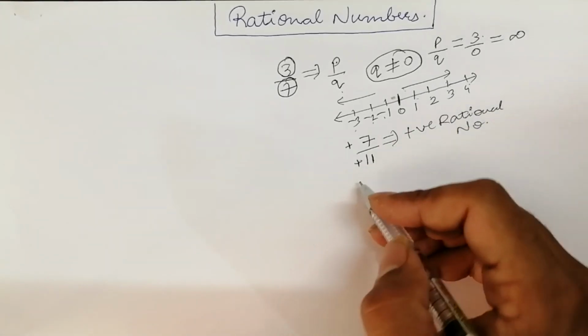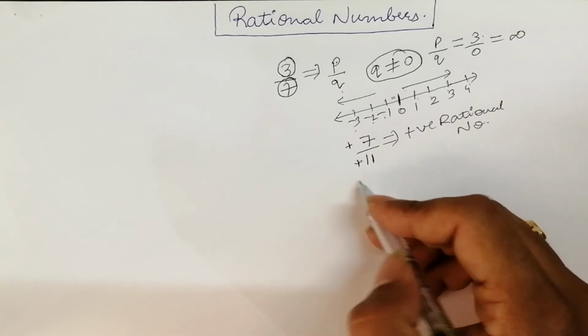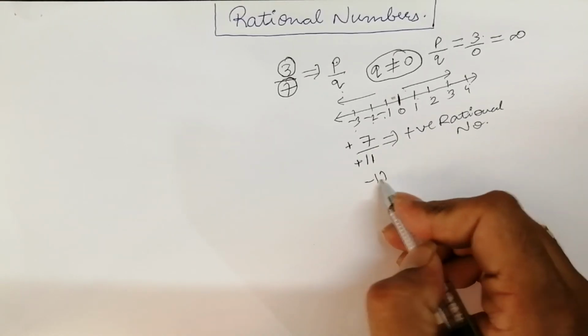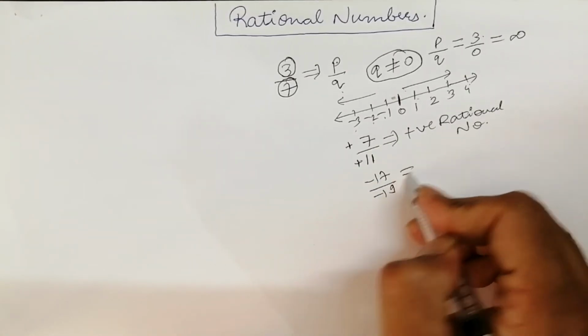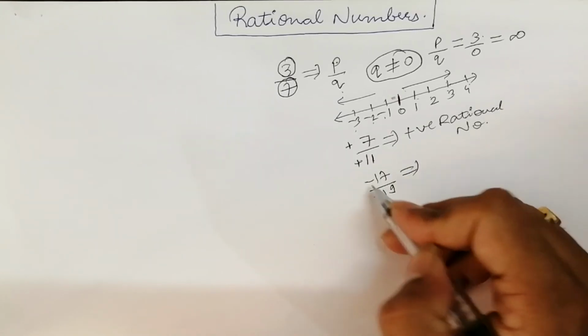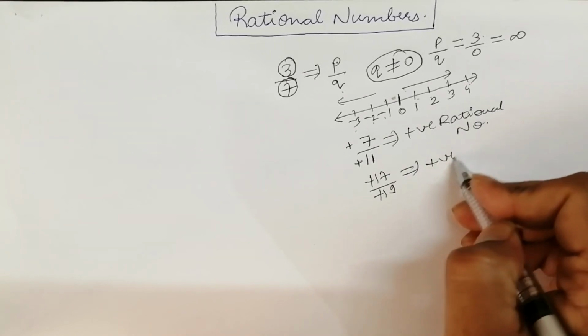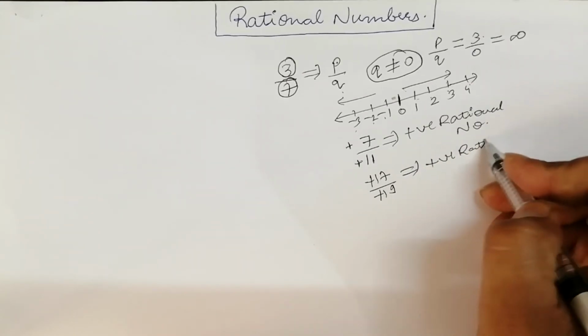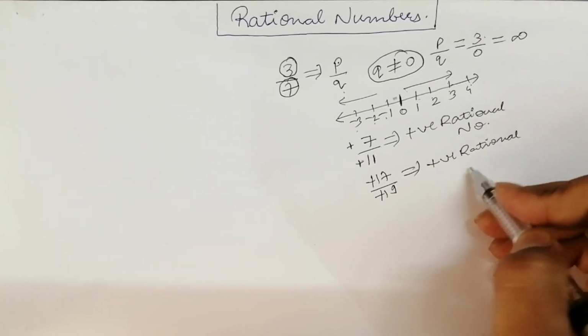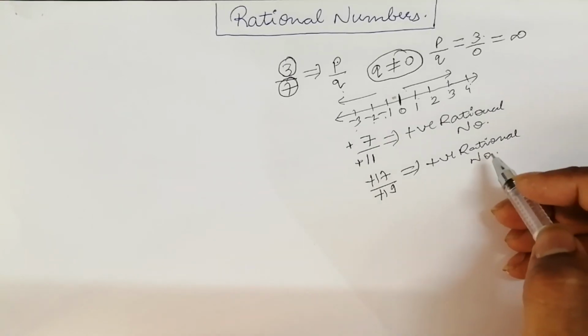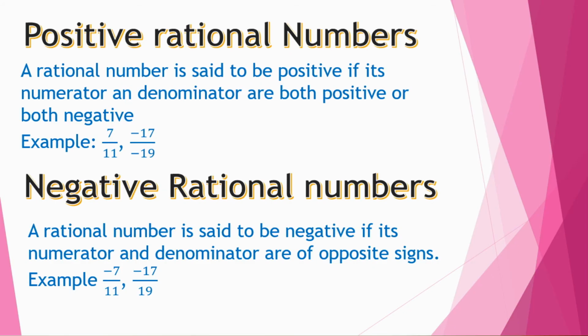Now we will see another example of both negative values like -17/-19. Okay, so अभी ये माइनस माइनस दोनों जगह पे कैंसिल हो जाएगा. That's why this is also a positive rational number. So what is the definition of positive rational number? A number is said to be positive if its numerator and denominator are both positive or both negative. Okay, now next is negative rational number.